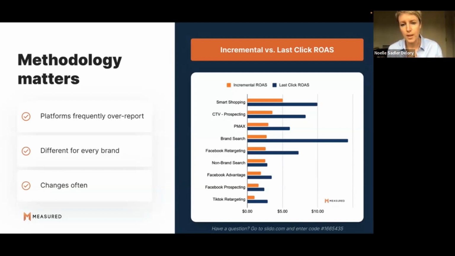So it's helpful to keep an eye on all of this just to understand what normalized looks like for the platforms, and then what your data is showing you, and where the discrepancies are, and how you can either bring them closer together or act on some of those opportunities.